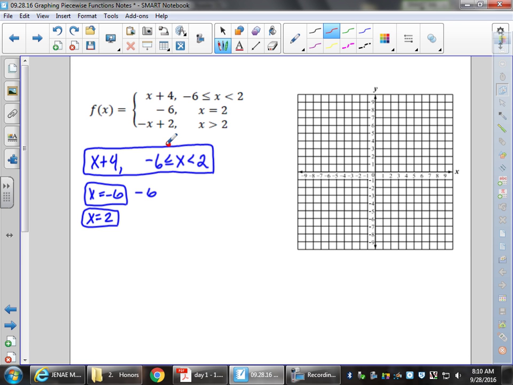This is going to be a solid dot because I have the or equal to, yes? And this will be an open circle because I have a strictly less than. Yes? Awesome. Okay, Michelle, coming back to this. I did -6 plus 4, and I got -2. So what ordered pair comes from that?